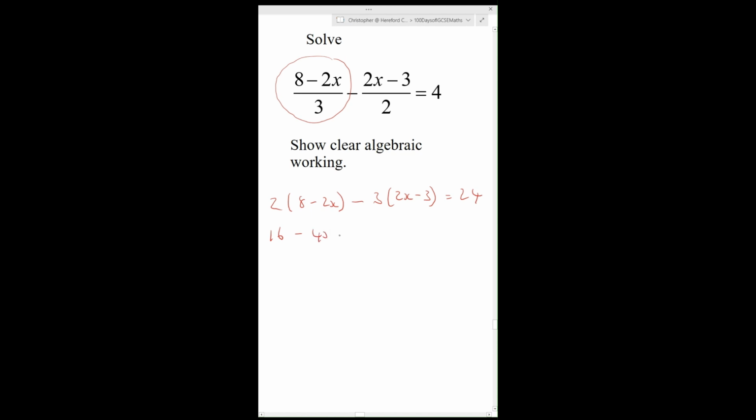Be careful with your signs, especially as that's plus 9. Tidy up the left-hand side. Minus 10x plus 25 equals 24. Subtract 25 from both sides. Minus 10x is minus 1, so 10x is 1, and x is 1 divided by 10.